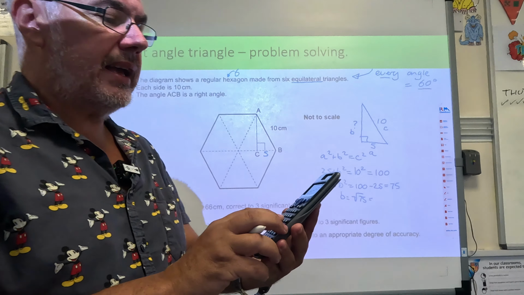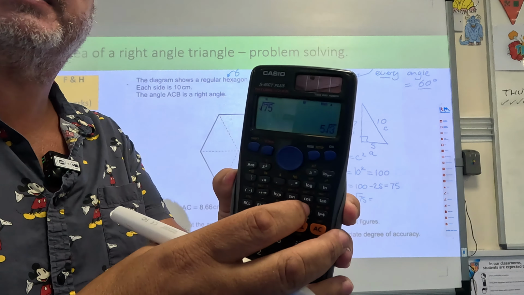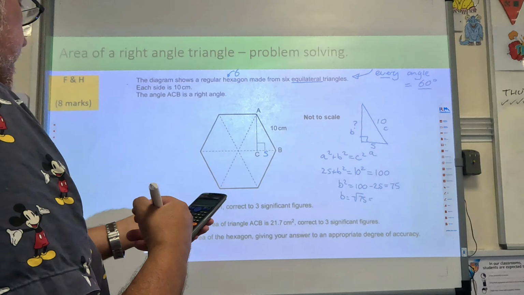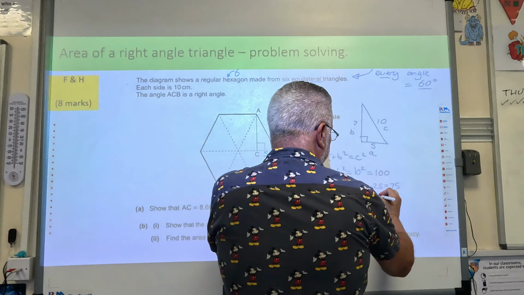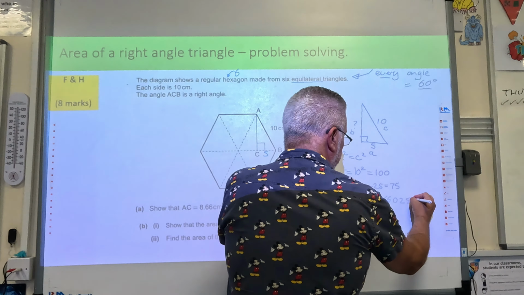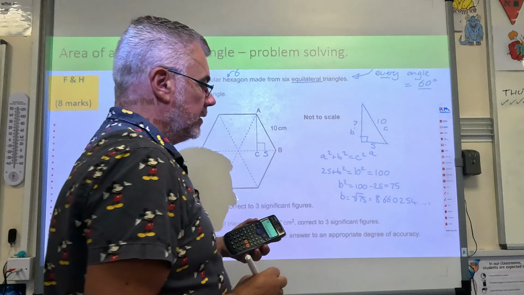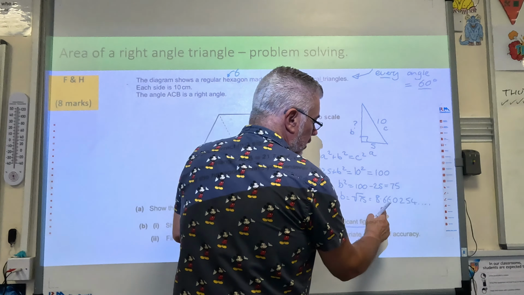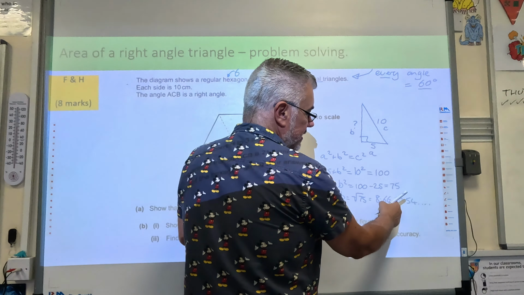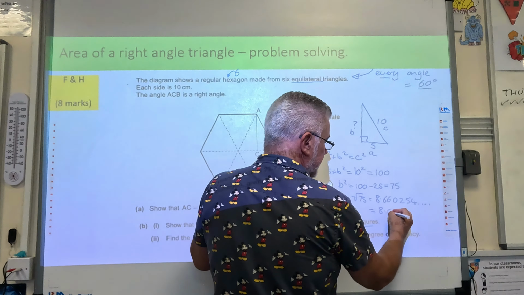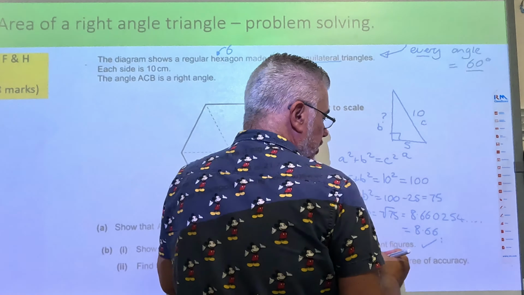To get it to a decimal, I'm going to press the button that changes my standard form to a decimal, and it gives me 8.660254 and a few more digits. I want it to 3 significant figures: 1, 2, 3. The next number is 0, so I can just ignore that, which gives me 8.66. So I've answered that first one.